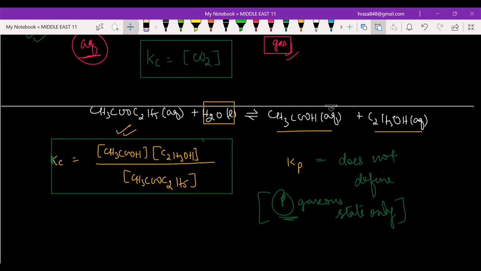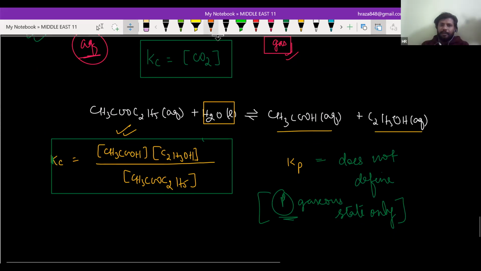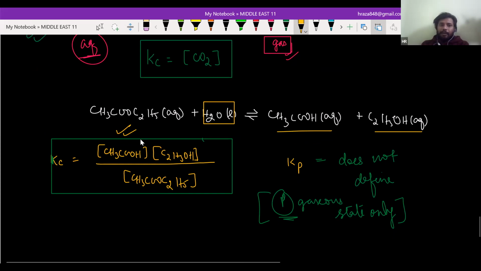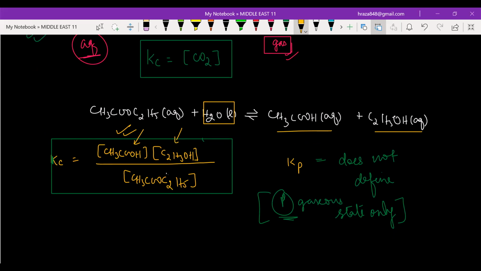We should keep it in this state only. There's no further calculation over it. Where? In Kc? No, in both. If there is some value, this is just a representation. If you are given the value of this molarity and you put it in, then you will calculate it. Okay. Yes, sir.